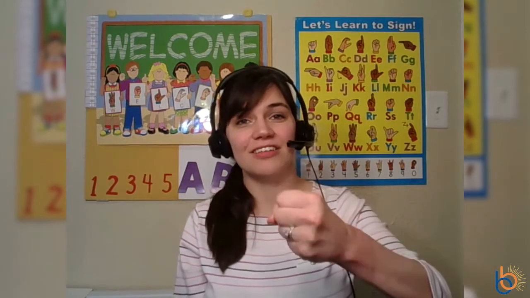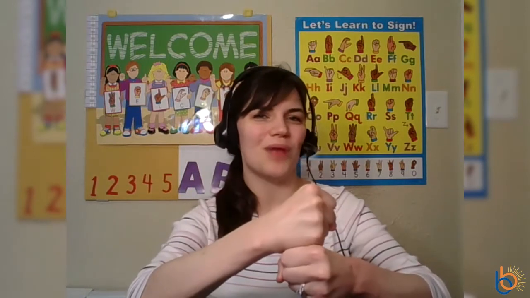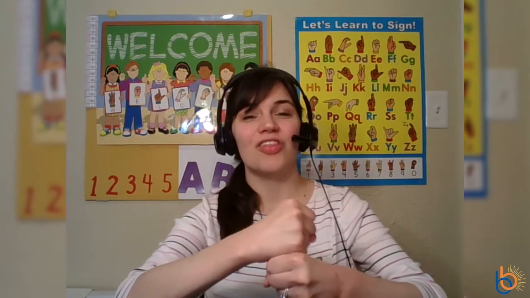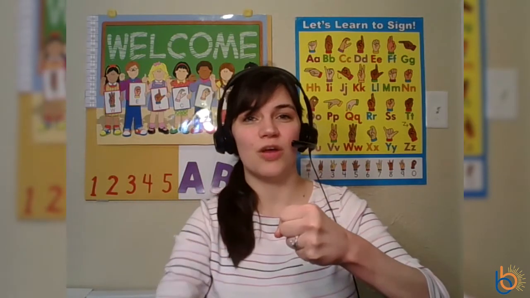To sign year, take one fist, put your other fist on top of it, and move it around in a circle. Year. The earth goes around the sun once every year.